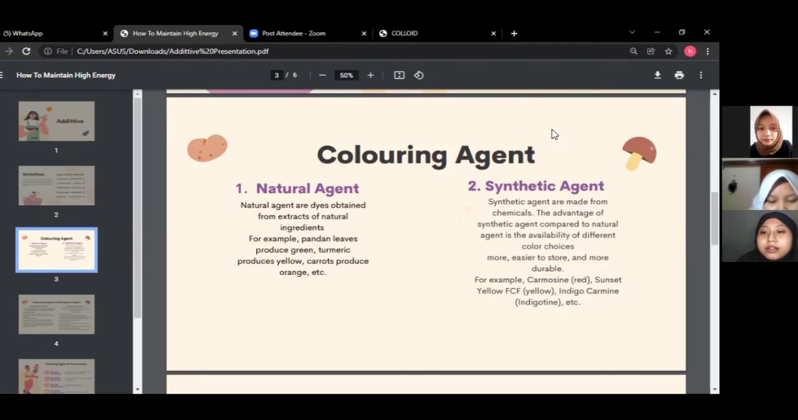And for the synthetic agents, they are made from chemicals, and the advantages of synthetic agents compared to natural agents are the availability of different color choices, easier storage, and greater durability. For example, carmoisine for the red color, sunset yellow FCF for yellow color, and then indigo carmine for the indigo tint, and etc.